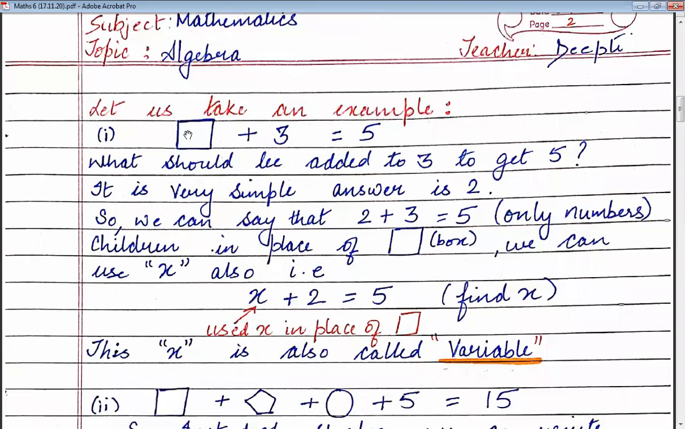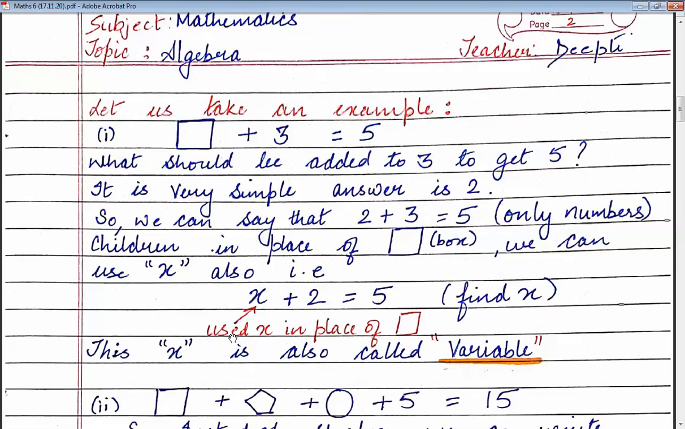The way we have done in this box, like what should come in this box so that when it is added to 3 it will give you 5, similarly, x plus 2 is equal to 5. Find the value of x. I have used x in place of the box. You can take any literal coefficient. You can use any alphabet. You can use x, you can use y, you can use a, whatever you want.